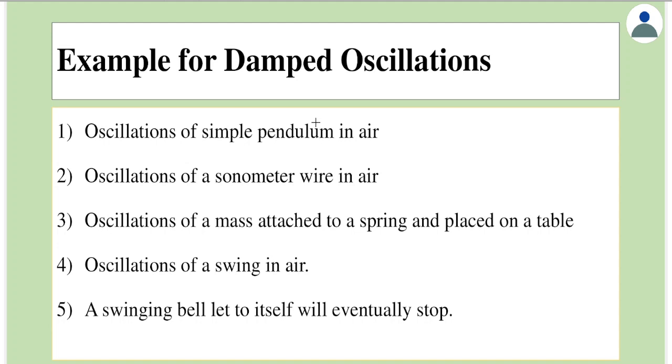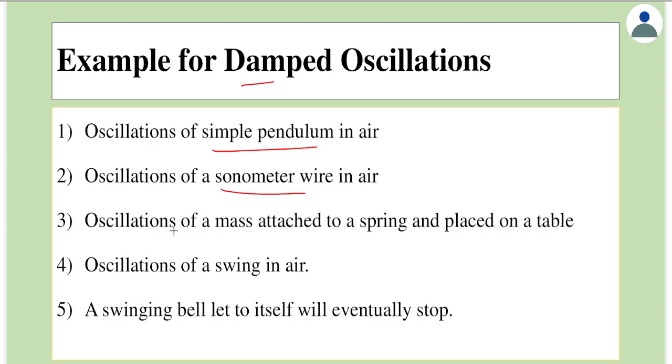There are many examples of damped oscillations. Practically every oscillation on the Earth's surface would be an example of damped oscillation. Example 1 is oscillations of a simple pendulum in air, which we just saw. Example 2 is oscillations of a sonometer wire in air. When the wire vibrates through the atmosphere, it loses energy, so this is also an example of damped oscillation.